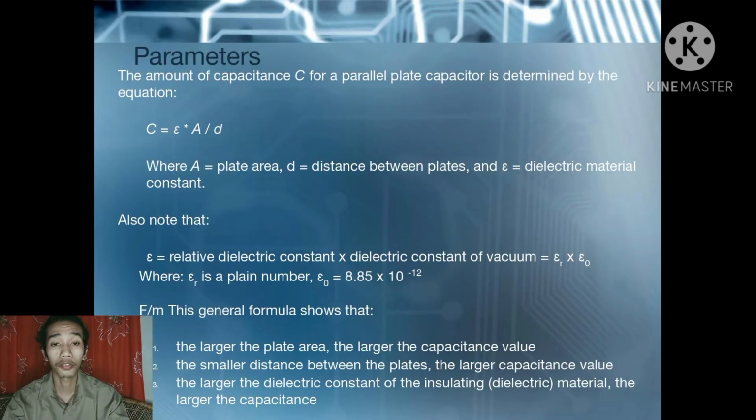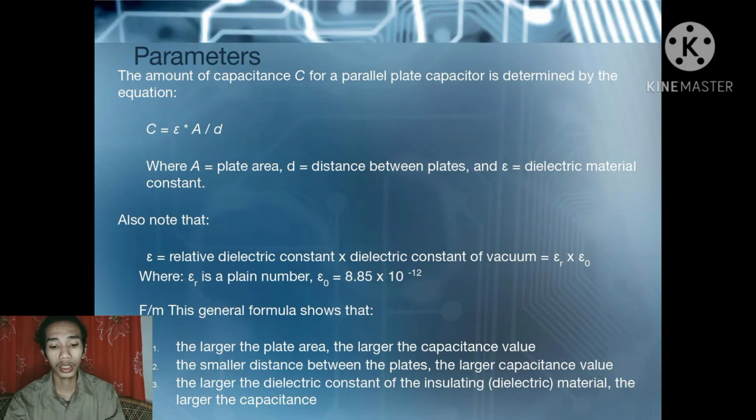The parameters of a capacitor. The capacitance C for a parallel plate capacitor is determined by the equation C equals E times A over D, where A is the plate area, D is the distance between plates, and E is the dielectric material constant. Again, C is equal to the dielectric material constant times the area of the plate over the distance between plates.